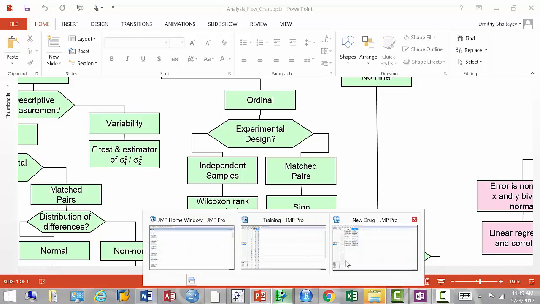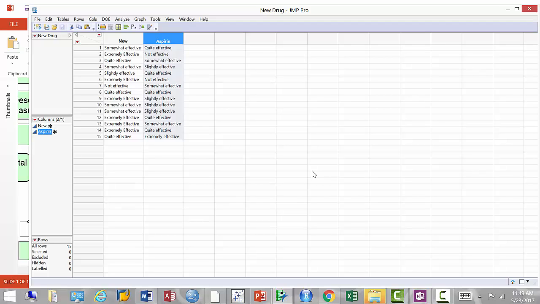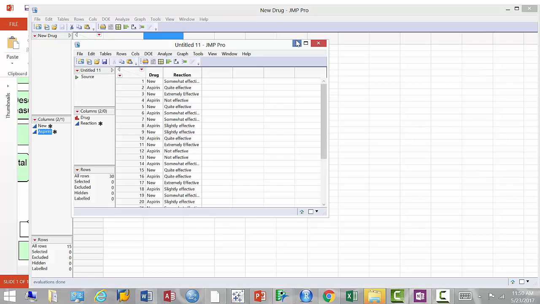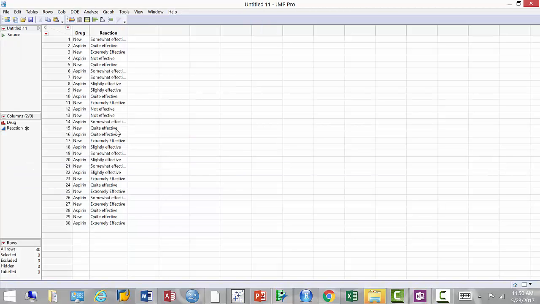All right, so let's go back to our data. And remember, what do we do when samples are independent? We have to stack them, because that's what JMP requires. If samples are independent, they have to be stacked. All right, let's stack them. So I go to Tables, Stack, and I stack new and aspirin together, just like that. And my data, what do I call it? Reaction, reaction to drug. How do I feel after I take anti-pain medicine? And the label would be drug. I have 2 levels of this factor: new drug, which is experimental, and aspirin, traditional. So here is my stacked data: 30 people, 15 took new and 15 took aspirin.